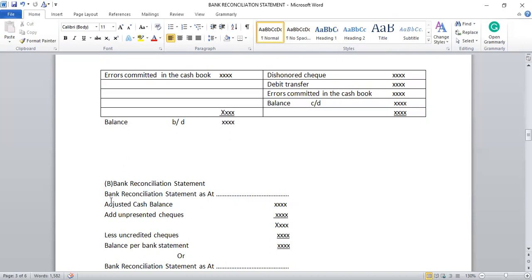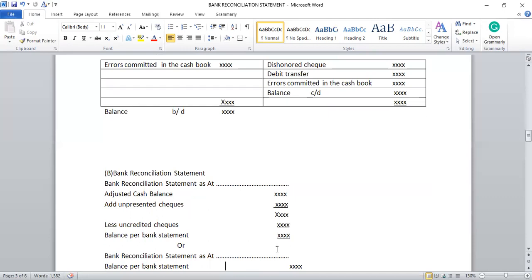So then we do a bank reconciliation statement. We start with the popular one, the bank reconciliation statement. So you give it a heading: the bank reconciliation statement as at that period. You start with what? This balance, which is the adjusted cash book balance. So adjusted cash balance, that is here. Then you add your unpresented checks. Then you get an amount. Then you less uncredited checks from this amount. So the balance should go to the bank statement balance. So this balance should agree with the bank statement. If it does not agree, that means there's a problem. You have to identify it.